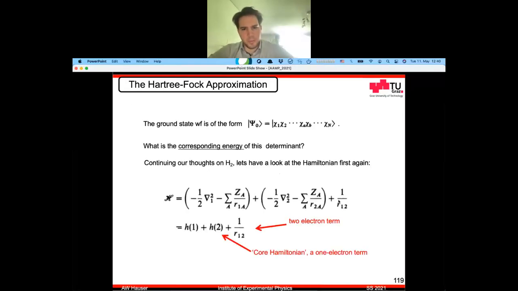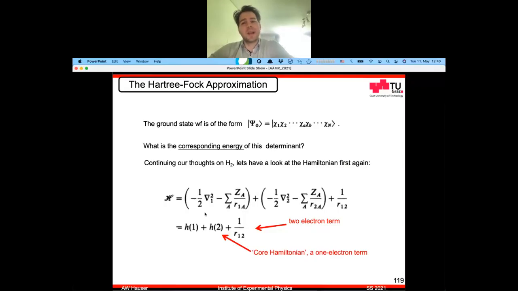And let me go back one more time. The way it's written here on slide 119 is already grouped with a certain meaning, because this first bracket expression is basically the first electron interacting with both nuclei and its corresponding kinetic energy. And the second bracket term is the second electron interacting with both nuclei and its kinetic energy. So these terms are called the core Hamiltonian expressions.